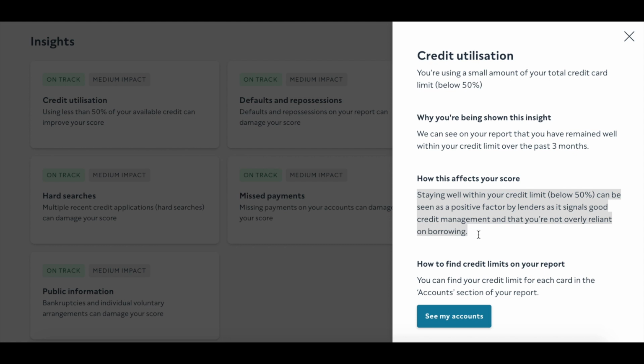That's because if you're going up quite close to your credit limits, it looks like you're desperate to use all of the credit that's available to you. Conversely, if you only use a small proportion of that credit, it looks like you can manage your money a lot better. So what does this mean in practice?